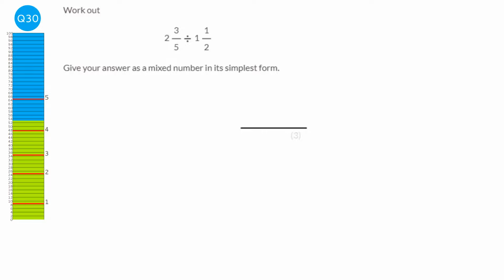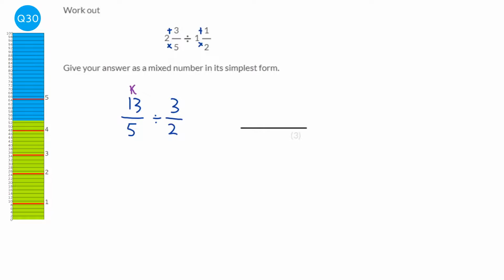To divide mixed numbers, we need to convert them to improper fractions first. And to do that, we just do the big number times by the bottom and add it to the top. So 2 times 5, which is 10, and add it to the top, which will be 13 over 5. And the bottom, the denominator stays the same. Divided by, and we're going to do 1 times 2, which is 2, add to the top, and we get 3. So it becomes 3 over 2.